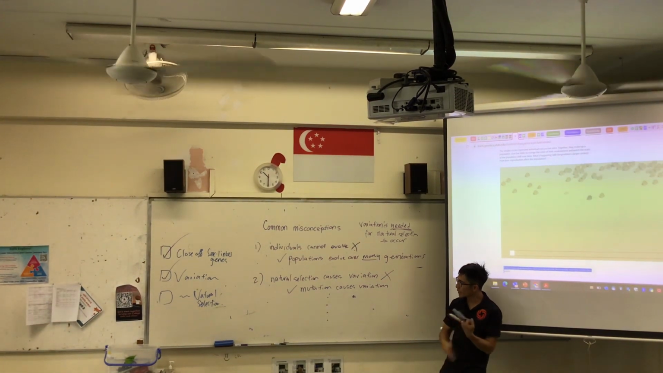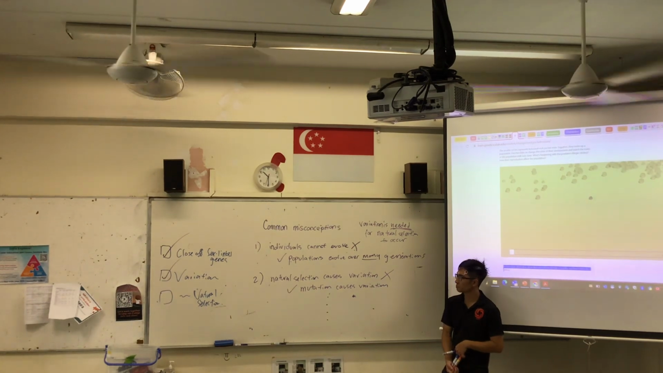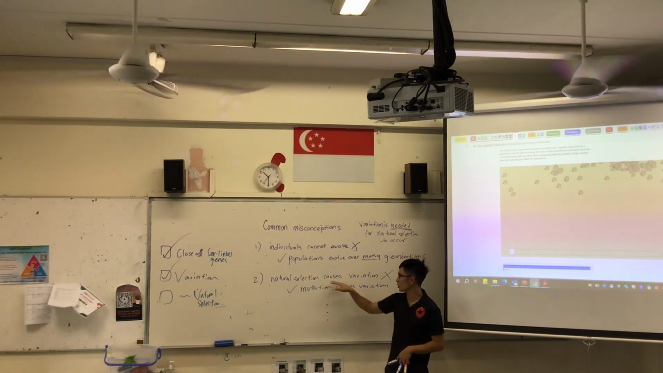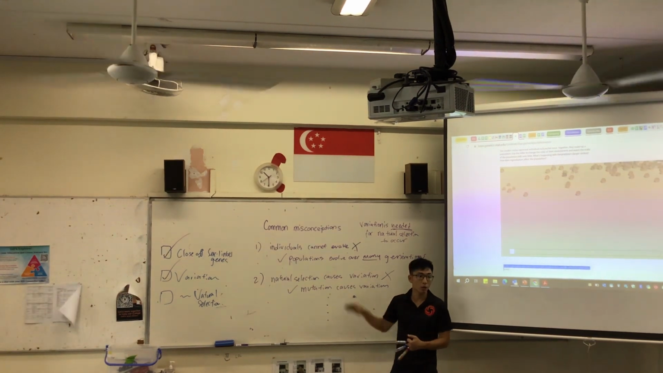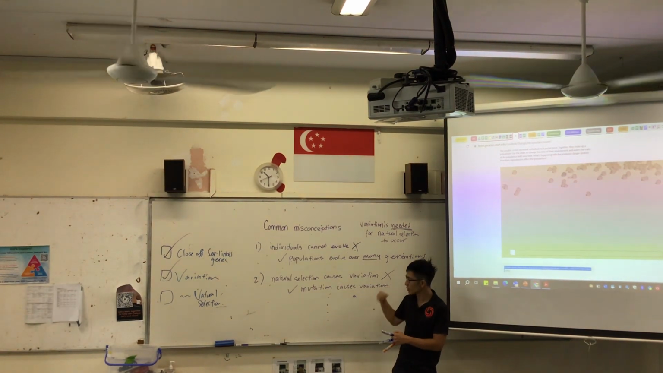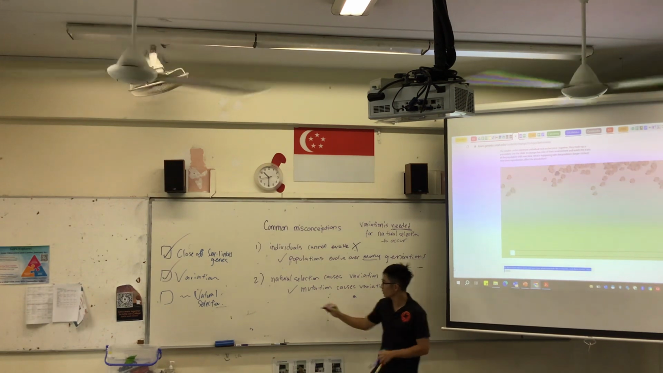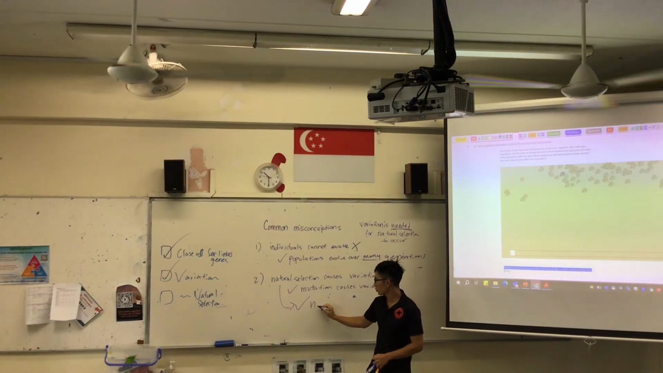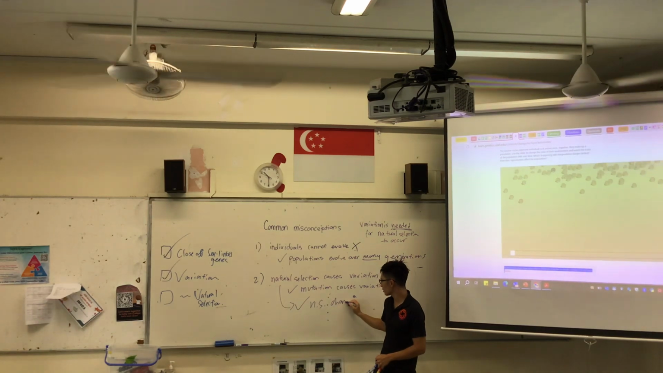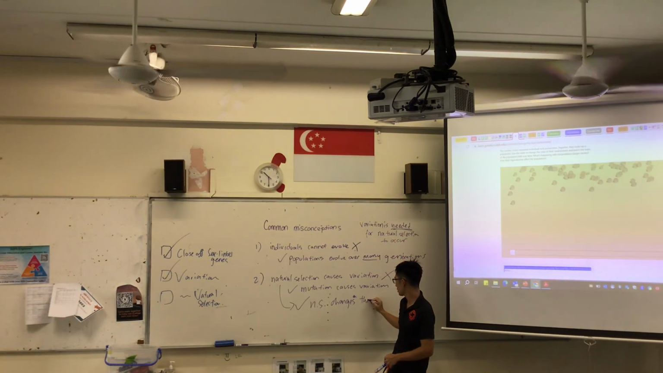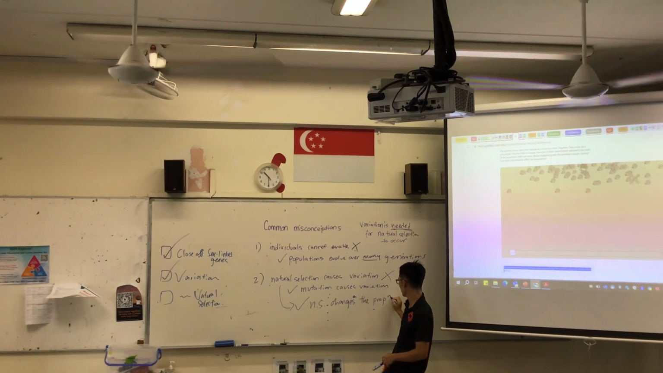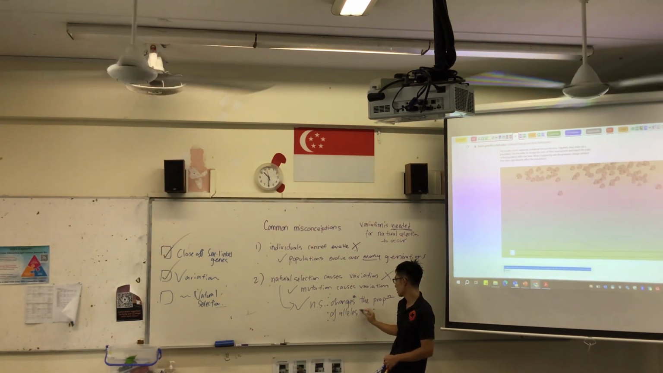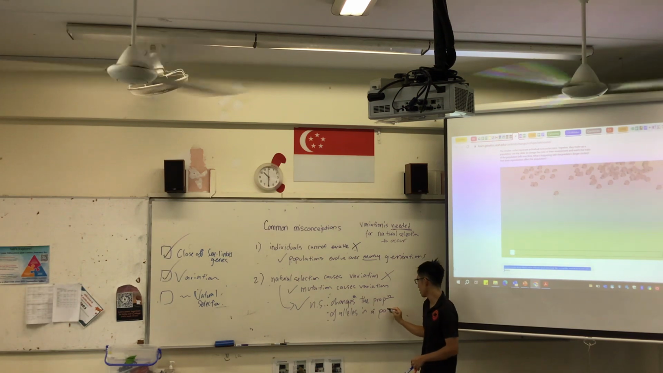So these are the two biggest misconceptions students have. They think individuals can evolve. That's not true. Or they think natural selection caused the mutation, or caused the variation. That's not true. Natural selection instead, what does natural selection do? Natural selection changes the proportion of alleles in a population.